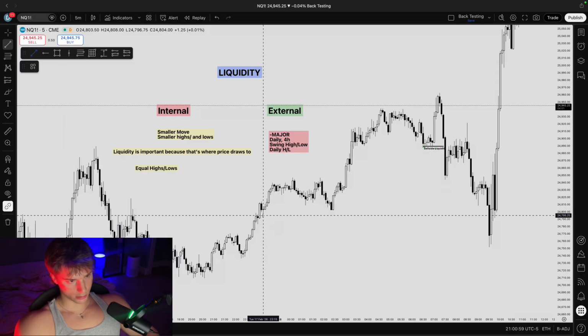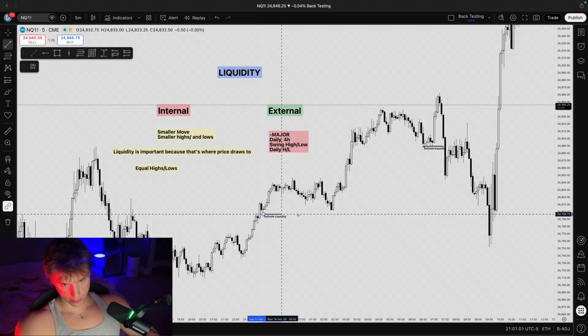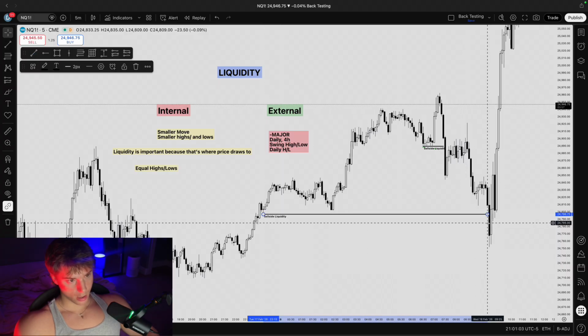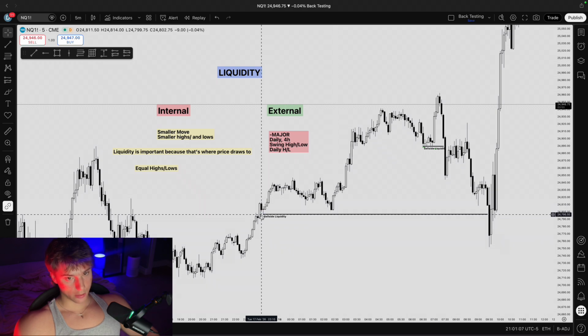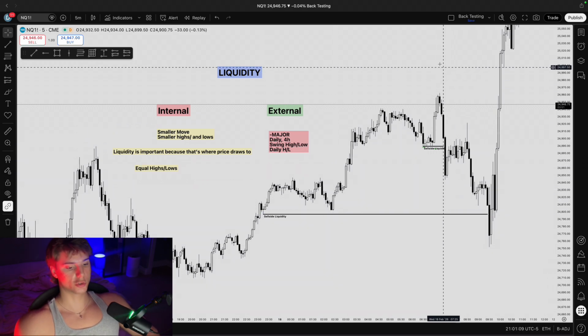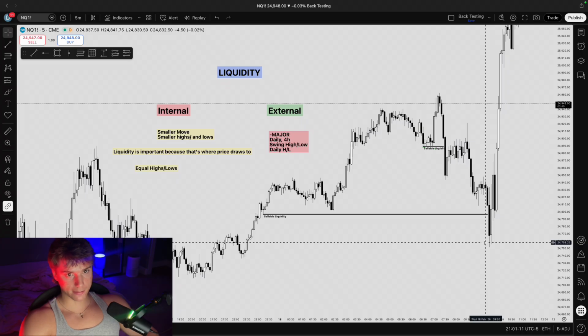Another set of sell side liquidity down here, right? See how this low is close to this low? That is how you know price will draw to it. Same thing with a high for buy side liquidity.